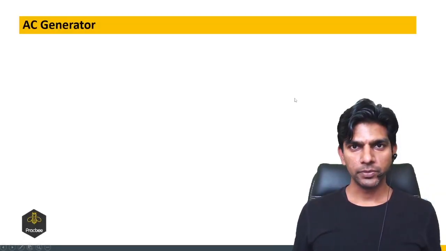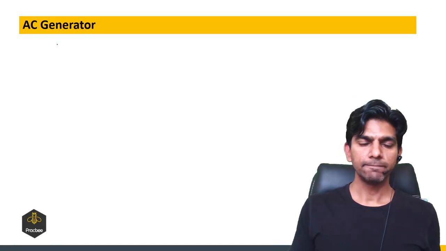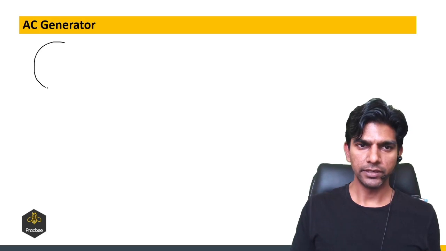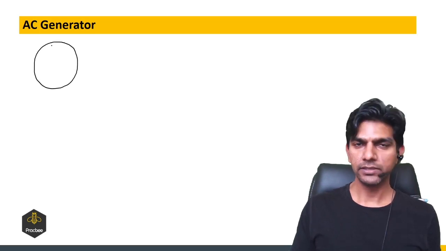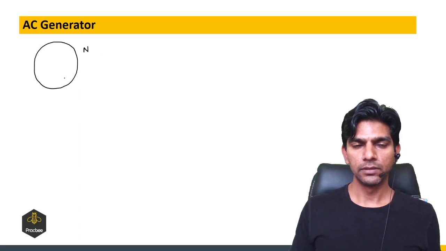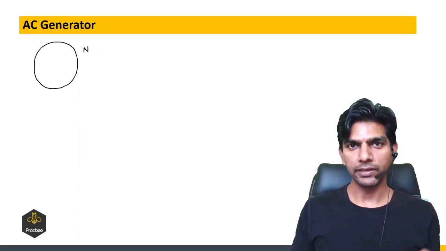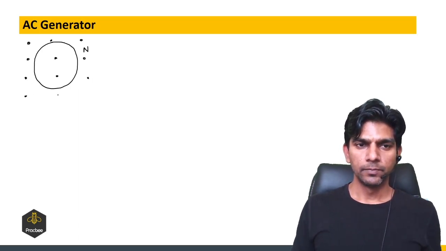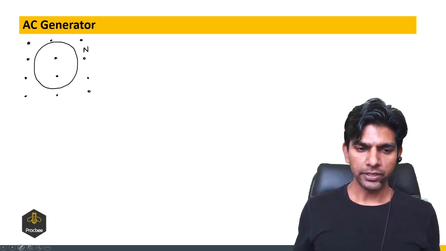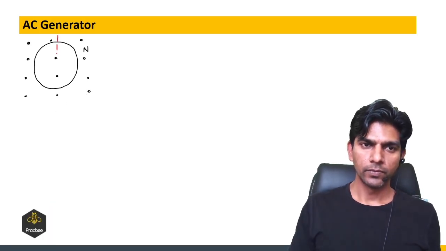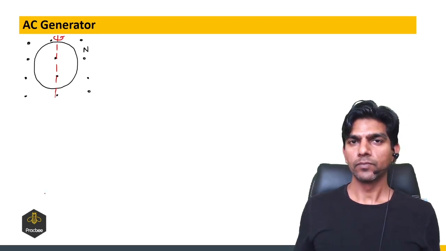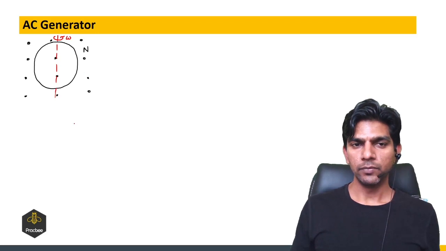Right, so the last topic is AC generator. So let us see. In an AC generator, we have a conducting coil. Let us say this conducting coil has N turns and it is placed in an external magnetic field. Let us say there is a magnetic field which is out of the plane. And we are rotating this coil with a constant angular velocity, omega. And the magnetic field is B.